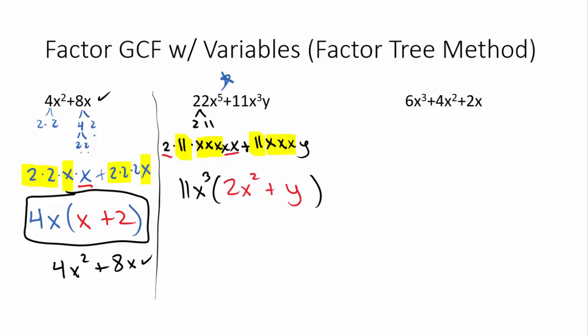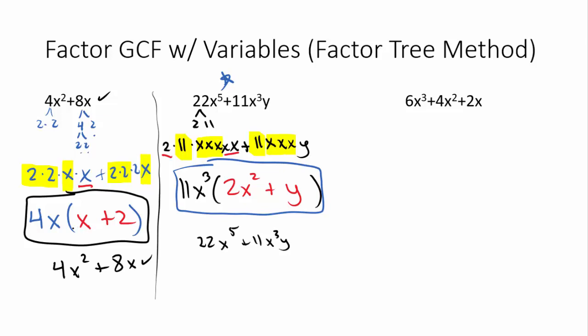And we'll circle this. This should be our final answer, but let's just double check this by distributing. So if I distribute 11x cubed times 2x squared, I should get 22x to the 5th if we add the exponents. And then on the second one, we would get plus 11x cubed, and then the y would just get kind of tacked on there at the end.